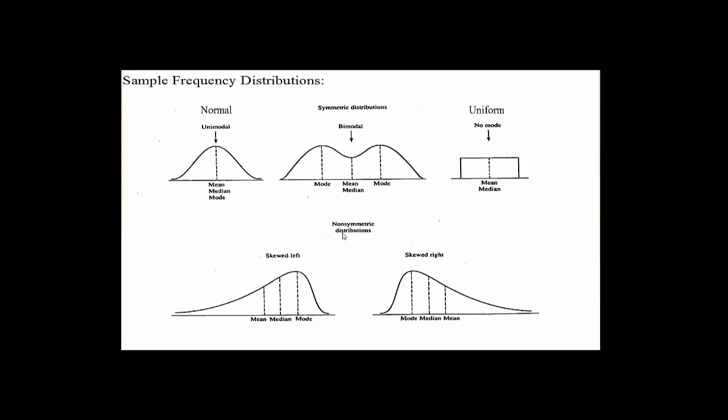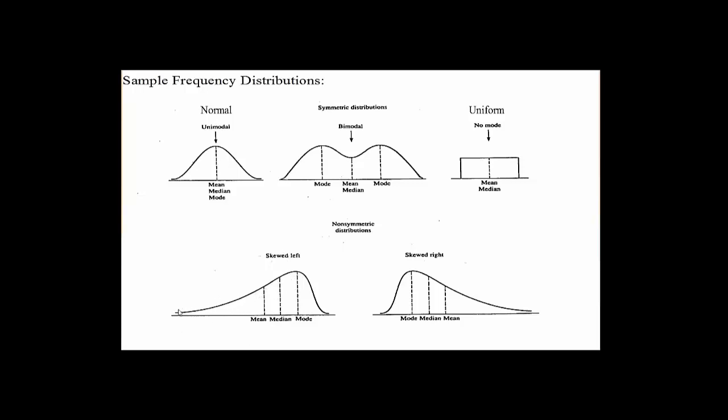Another example of the data may be a bimodal distribution, where we have two modes, and the mean and the median are in the center. And then a uniform distribution, where we have no mode, and the mean and the median again are at the center. A non-symmetrical distribution is one where the distribution is skewed to the left.